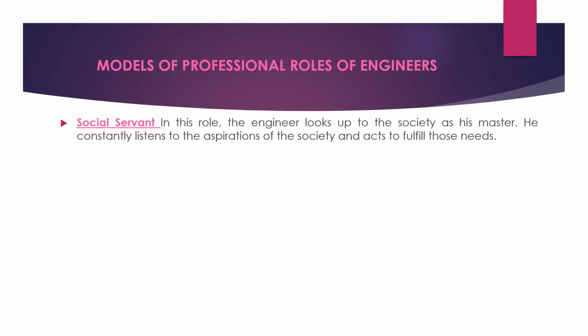The next role is that of a social servant. Here the engineer is looking at the society as his master. So the role of an engineer here is to constantly do things for the aspiration of the society. For example, India wants to be a superpower. So what are the things that the engineers in this country can do to make India a superpower? So it's constantly looking into the aspirations of the society, what its goals and ambitions are, and working towards them.